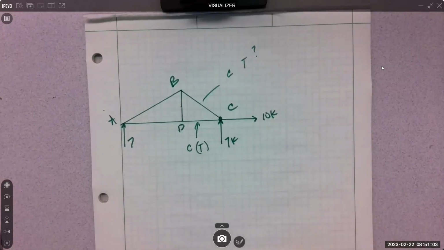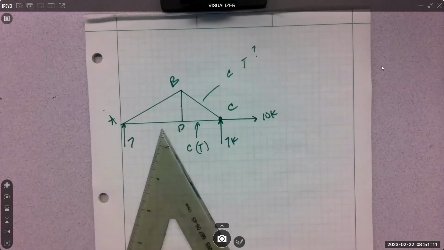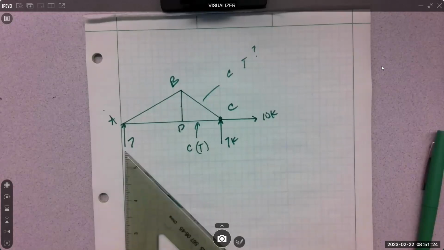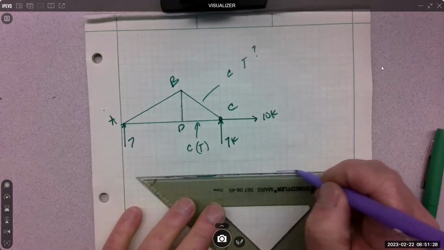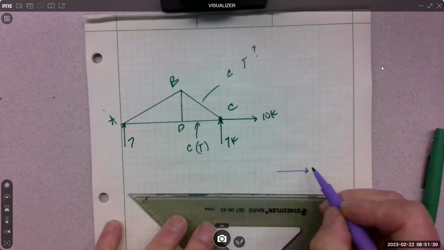So how could we figure it out just by using our logic of, hey, everything in the Y, everything in the X? We have 10K going to the right. Then we have to have another force opposing to the left. Yeah, I think you're on the right track for sure. So what I would do is, and I can do it in my head, but I can also just draw it for you, a little free body diagram of C.